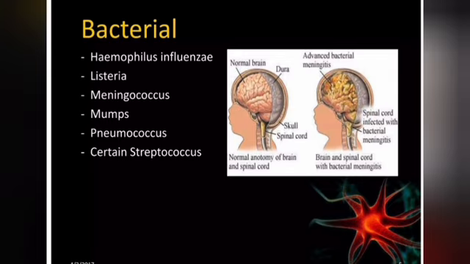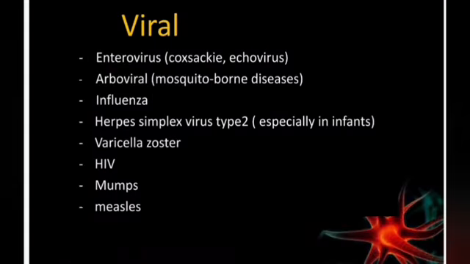And next, viral meningitis. Viral meningitis is caused by certain viruses. The first one is enterovirus, arbovirus, influenza, herpes simplex virus, especially in infants, and then varicella zoster, HIV, mumps, and measles. These are the viral infections that may cause meningitis.